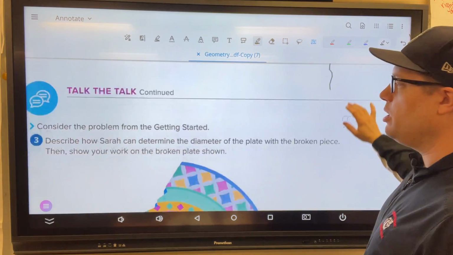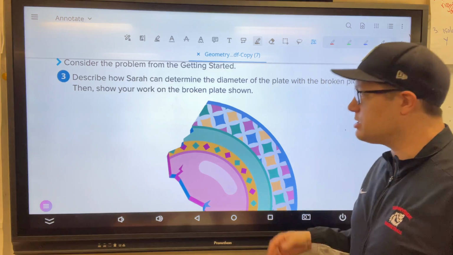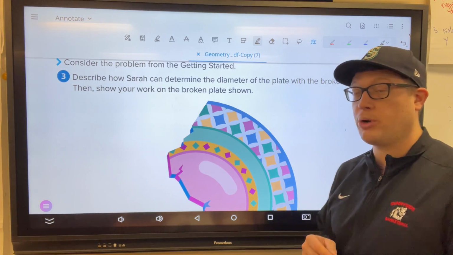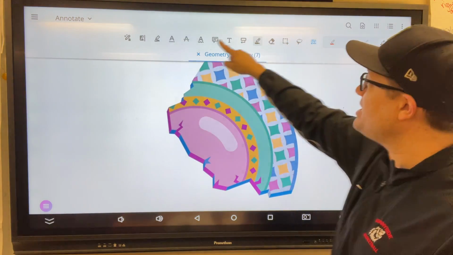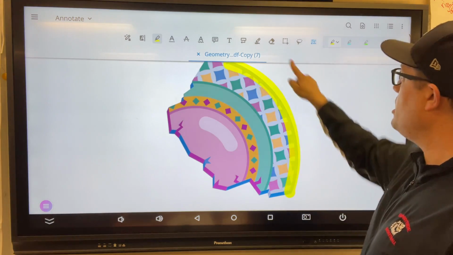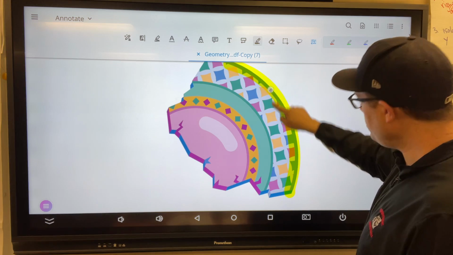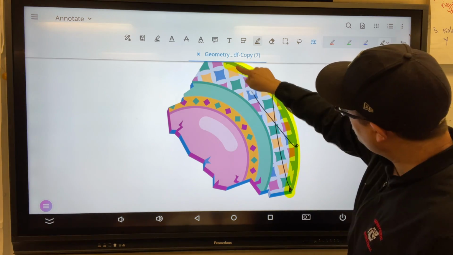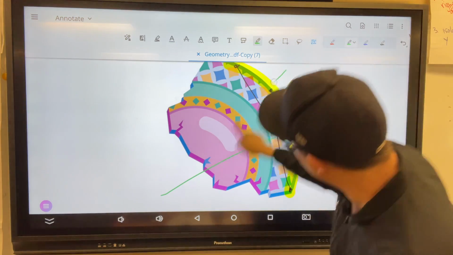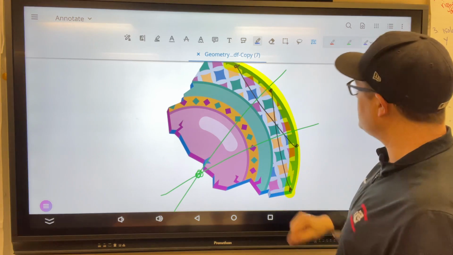Let's go. Consider the problem from the way back getting started, the plate that Sarah was trying to determine its center, its radius, its diameter. You know what she did? She traced the edge of the plate. So we're going to trace the edge of the plate. She identified two chords. Then she found the perpendicular bisectors of those chords. And where those perpendicular bisectors meet, it creates the center of the circle.